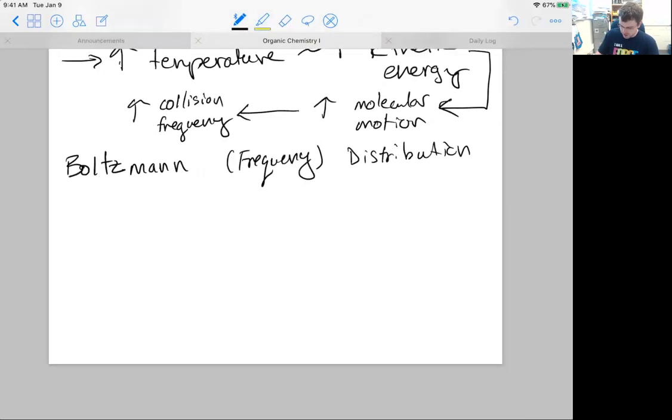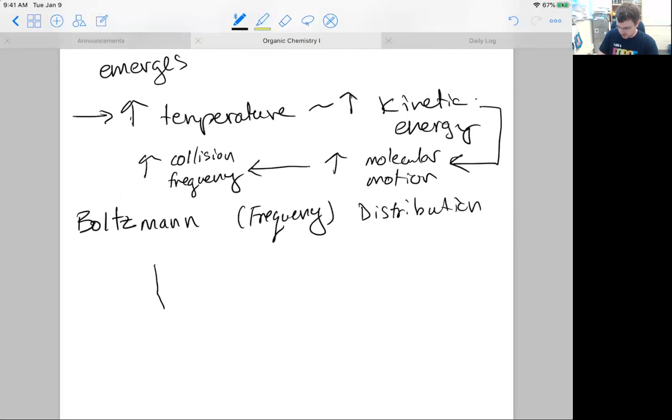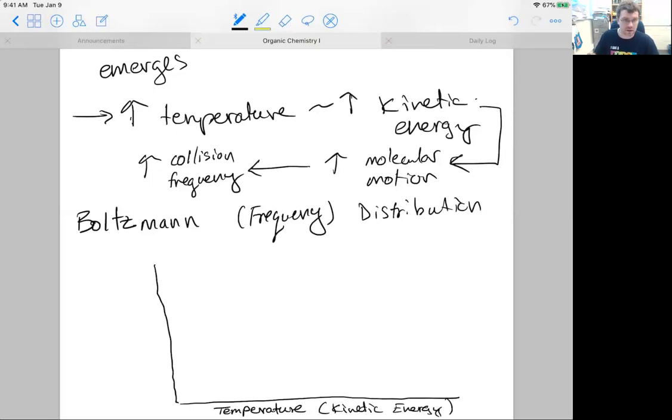Now, this is a frequency distribution, and so if you've taken statistics, you might be a little bit more comfortable with something like this. But in a frequency distribution, we have some parameter along the x-axis. In this case, it's going to be temperature, which we've talked about is directly proportional to kinetic energy. So I'll put that in parentheses. In some units, it doesn't matter if it's C or K or F, some degree of temperature. Okay, so we've got temperature / average kinetic energy along the x-axis.